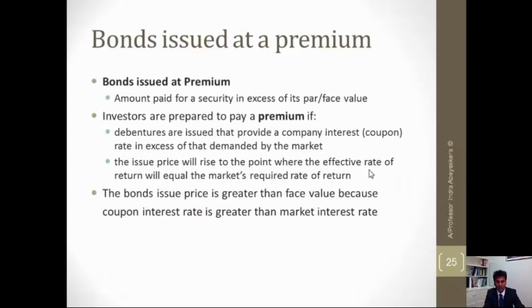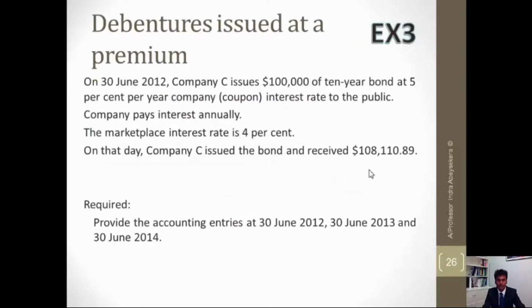Now let's look at bonds issued at a premium. When bonds are issued at a premium, the company offers a higher interest rate than the market interest rate. So 5% interest rate for the bond that was issued, and the market interest rate is 4%. Investors respond favorably and provide more money to the company. And it receives 108,110.89.